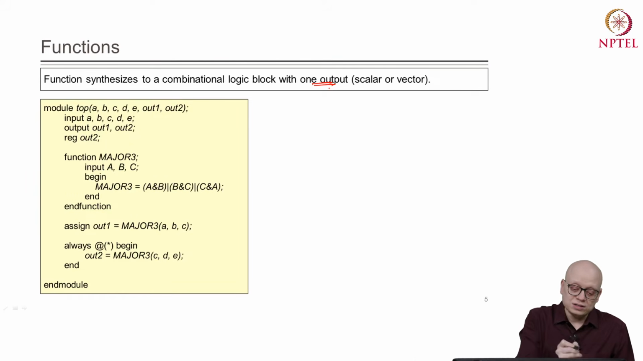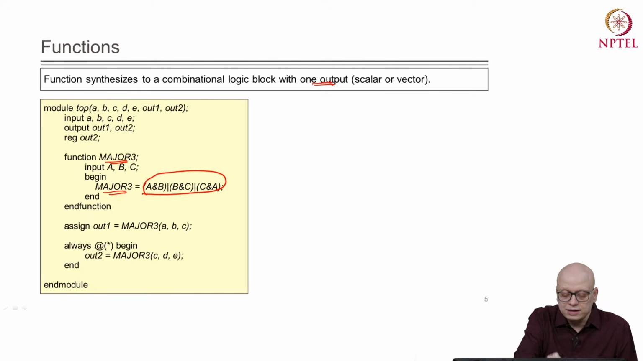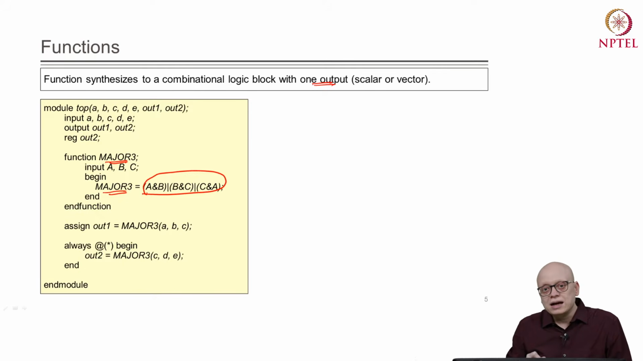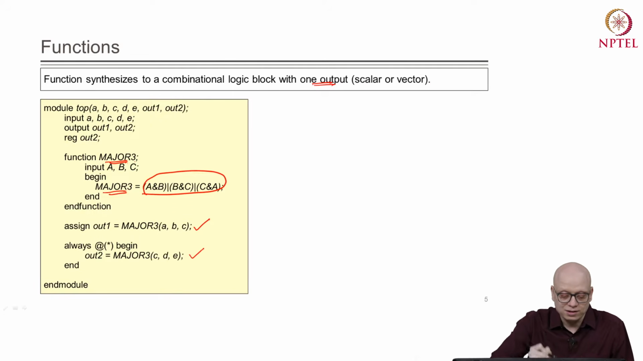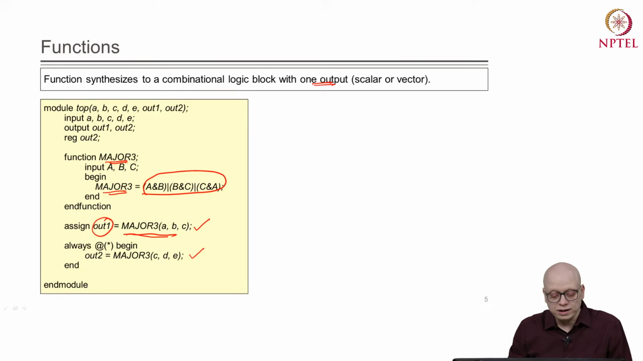Suppose there was a function measure 3, which was returning the return value measure 3, and on the RHS we have this expression. Corresponding to this expression, combinational logic gates will be instantiated, and this measure 3 function is called twice, once here and once here. So, out 1 will be driven by whatever this produces, and similarly out 2 will be driven by whatever is produced by this function.